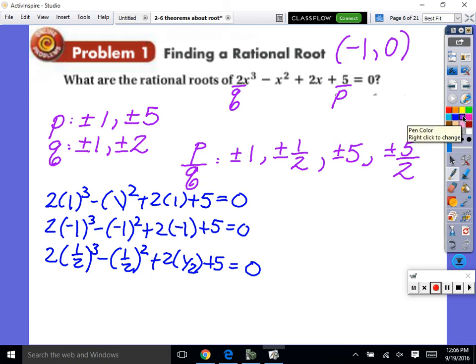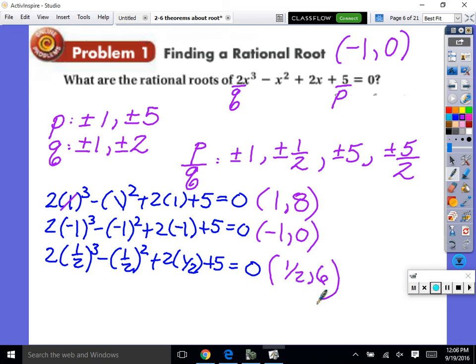So when you plug in 1, what'd you get? 1/8, so that wasn't a solution, right? So 1 wasn't a solution, okay? What about -1? Okay, -1, 0, we found a solution. And did you test this one? Okay, so we know that 1/2 isn't a solution. So you plugged in 1/2 and got 6. Okay, so now instead of keeping the testing, guys, think about it.